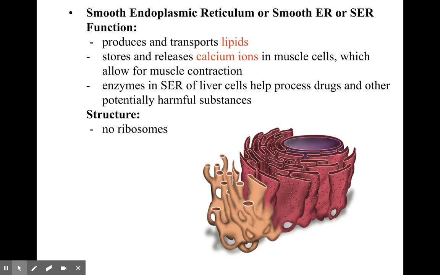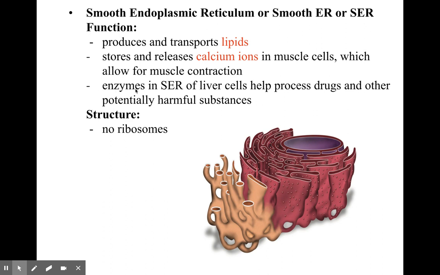In muscle cells, we actually have quite a bit of smooth ER because it stores and releases the calcium ions in our muscles. And we use calcium ions for our muscles to contract. So not only do we need calcium for our bones, but we also need calcium for our muscles to work correctly. And our smooth endoplasmic reticulum is going to take care of that.